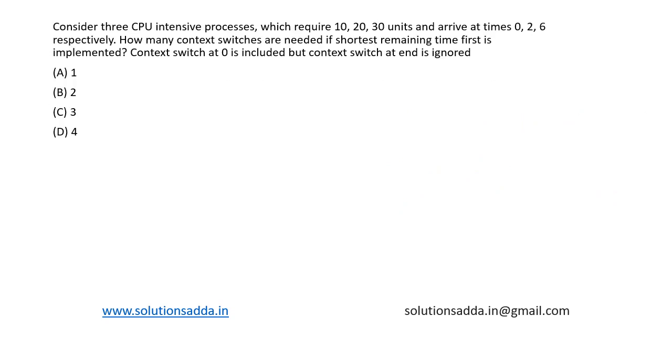This is a question from operating system. Consider three CPU-intensive processes which require 10, 20 and 30 units and arrive at times 0, 2 and 6 respectively. How many context switches are needed if shortest remaining time first is implemented? Context switch at 0 is included, but context switch at the end is ignored. Let's draw the table first. Arrival times are 0, 2 and 6. Burst times are 10, 20 and 30. And processes are P1, P2 and P3.